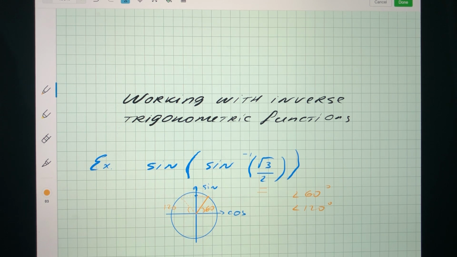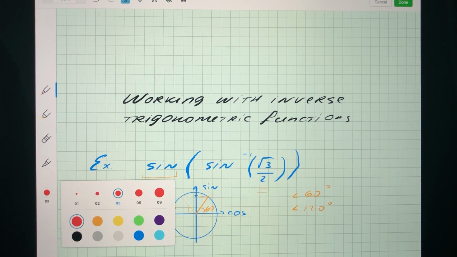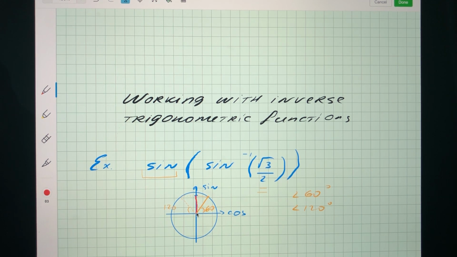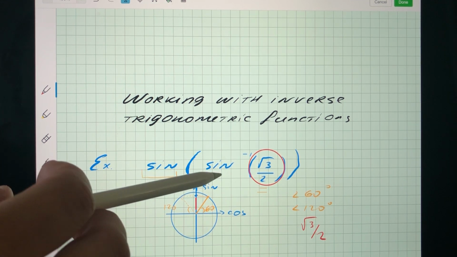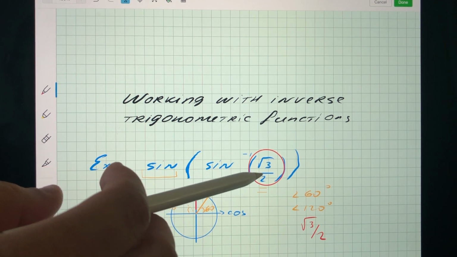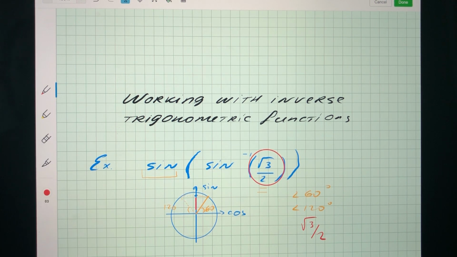The next question says, well, what is the sine of such an angle? Well, the sine of such an angle is asking what is the length of the vertical piece that corresponds with it. We know that's 0.866 or square root of 3 over 2. So we get exactly the same answer as the inside of our function, which shows that sine and sine inverse cancel each other off and give you just what's inside. So that's all there is.